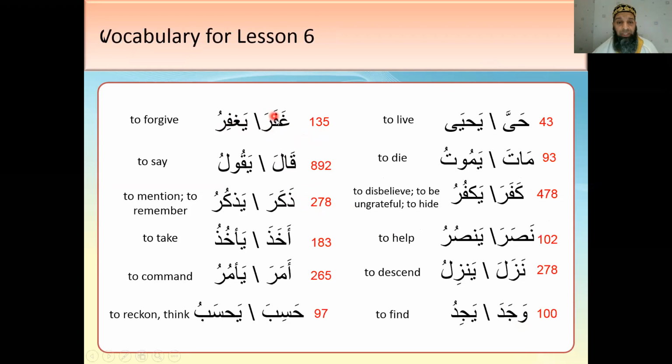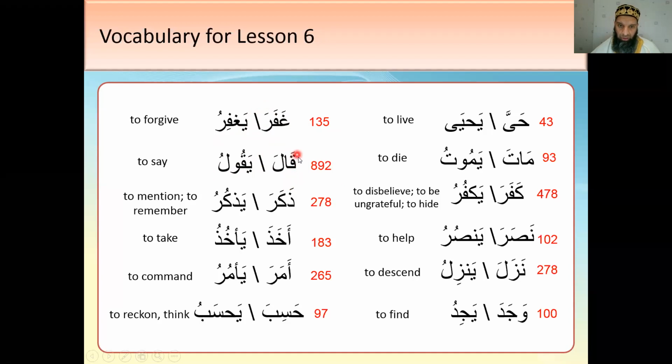غفر يغفر. It means forgive. He forgave, he forgives. That's where you get ghafur from, that's where you get ghafir from, etc. So 135 times that ghafara appears in its different permutation combinations, roughly. Qala, look at qala, 892 times. Qala yaqulu. Yaqulu is how you say it in present tense. We're going to do present tense, inshallah, next week, I think. So qala means he said, and yaqulu, he says.